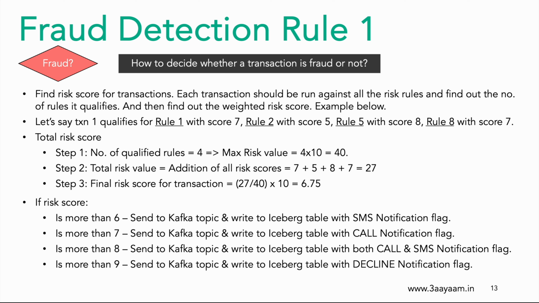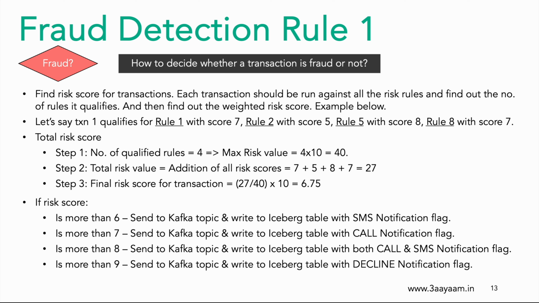You have to run those against all those rules and let's say you come up with these scores. So the actual risk value would be the addition of all these scores because there are 4 rules where the transaction has qualified. So the summation would be 7 plus 5 plus 8 plus 7, with a total value of 27. So the final risk score of the transaction would be 27 by 40 into 10, which is 6.75.